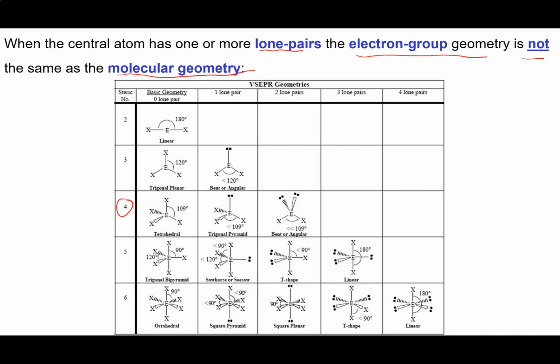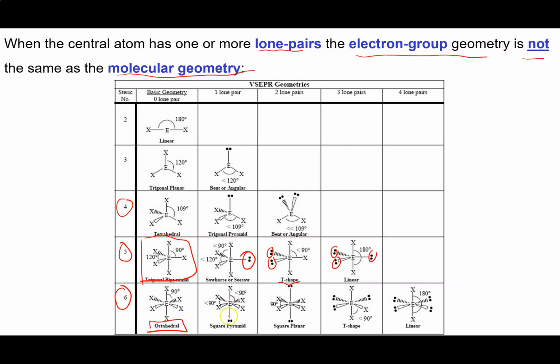When a molecule has steric number equals 5, it'll have the electron group geometry trigonal bipyramidal. If we have one lone pair amongst our electron groups, then we'll end up with what's called the sawhorse or the seesaw arrangement. If we have 2 electron groups that are lone pairs, then we will end up with the T-shaped molecular geometry. And if we have 3 electron groups being lone pairs, then we're all the way back to linear.